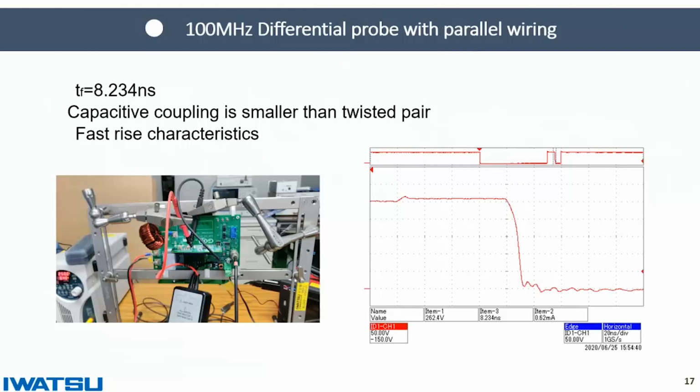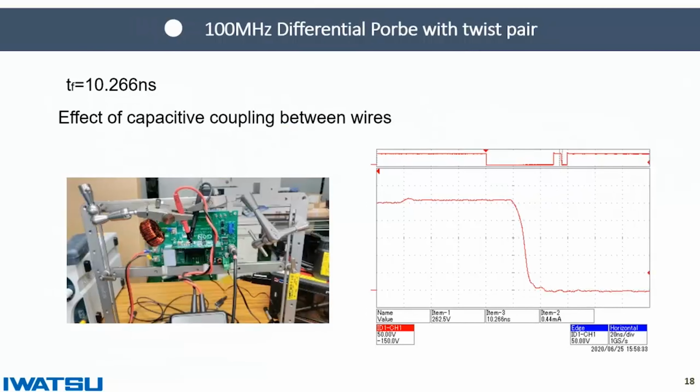The waveform distortion is large when measured with a 100 MHz voltage differential probe. Therefore, we measured with the 100 MHz differential probe with its probe leads twisted. Waveform distortion seems smaller, but the fall time is slower.